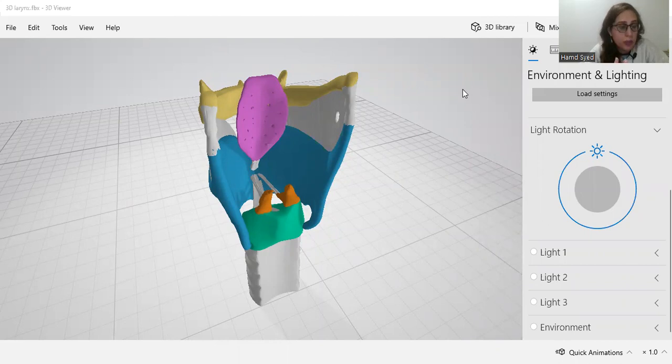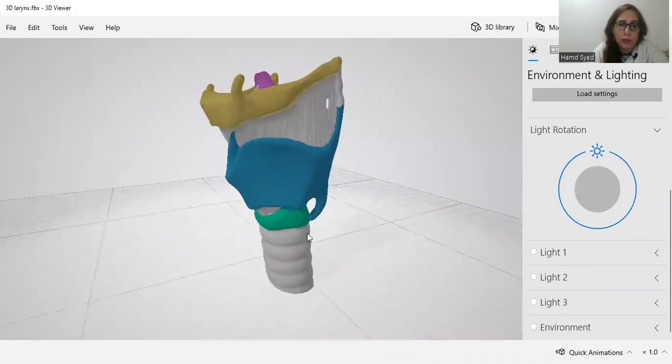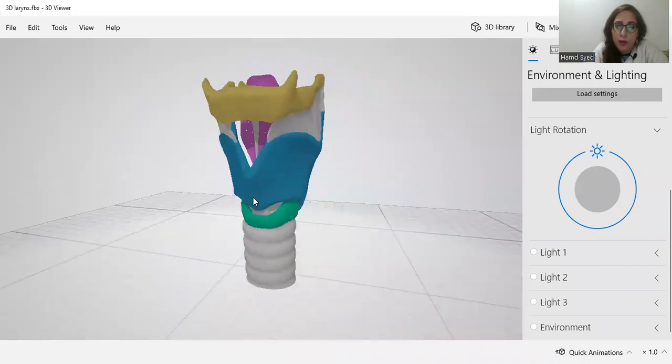So today we're going to have this short discussion on the anatomy of the larynx, and for that I have this three-dimensional model of the larynx, which is in front of you. So this interactive three-dimensional model, as you can see, we can move it around and we can see the different parts of the skeleton of the larynx.